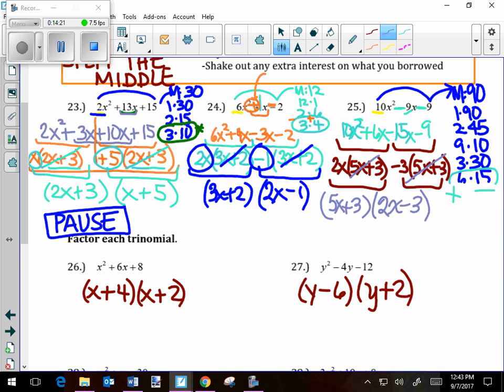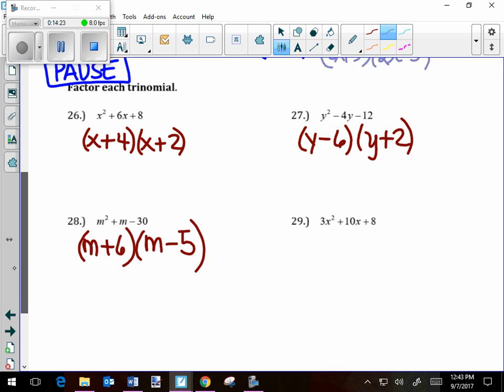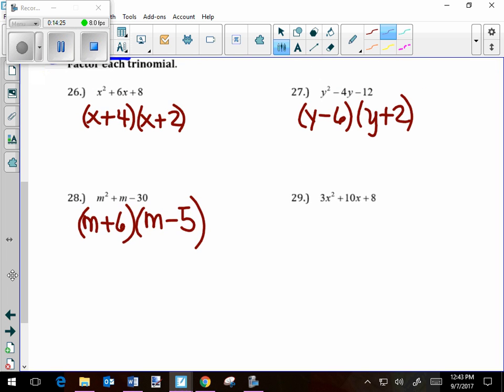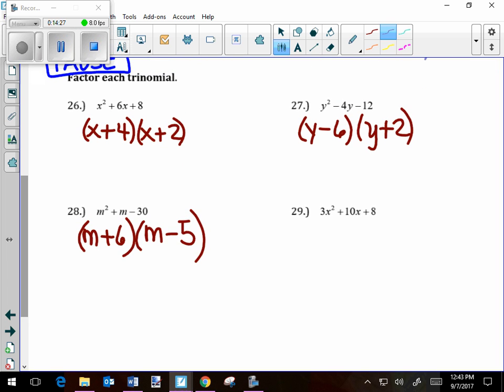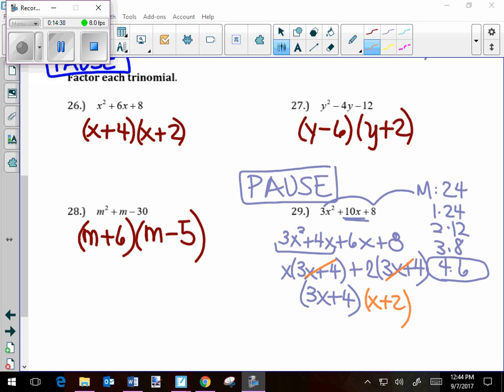If you look at the bottom of this page, they give you a question number 29 to practice on. So I'm going to ask you to please pause the video and take a minute to do that question on your own, and then come back and check your answer. So please take a minute and check your answer.